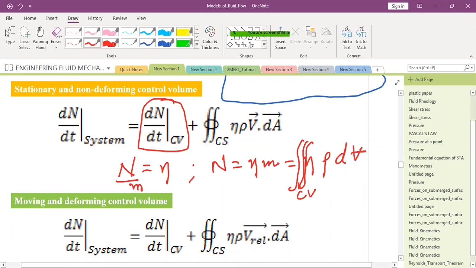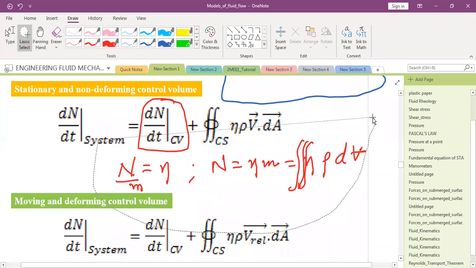Any doubts in this expression? So N can be written as the triple integral of n rho dV. Is this clear? I wrote m as rho dV. Here n is the extensive property per unit mass, so this has come from this expression. Any doubts to anyone?